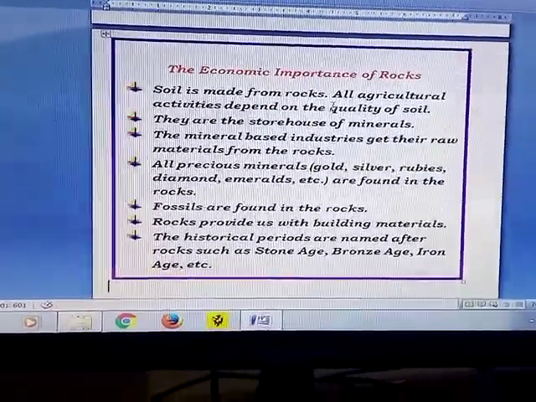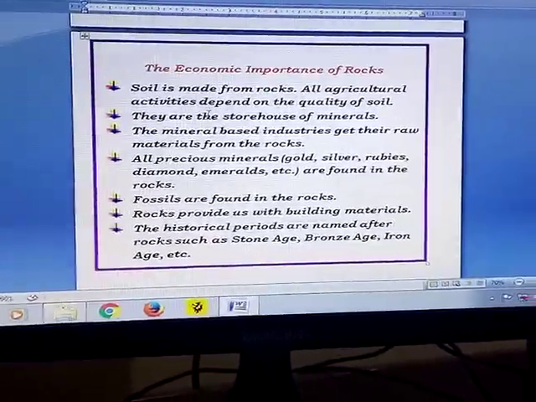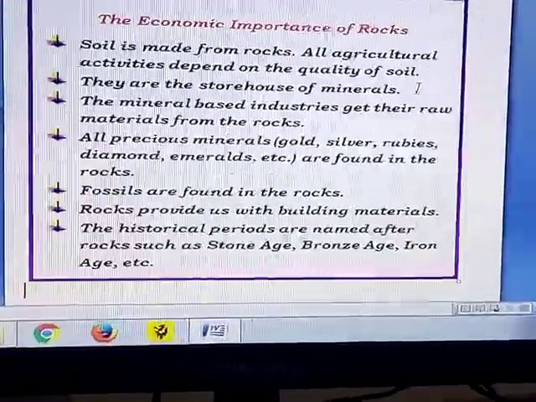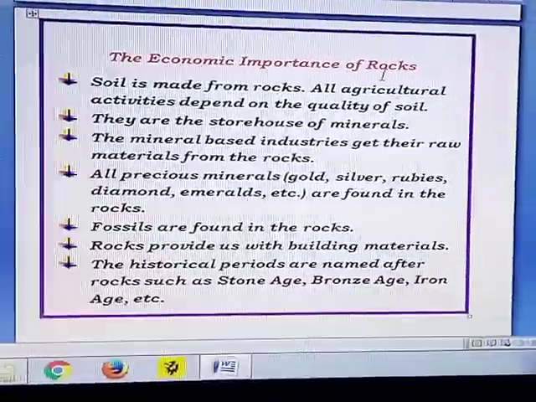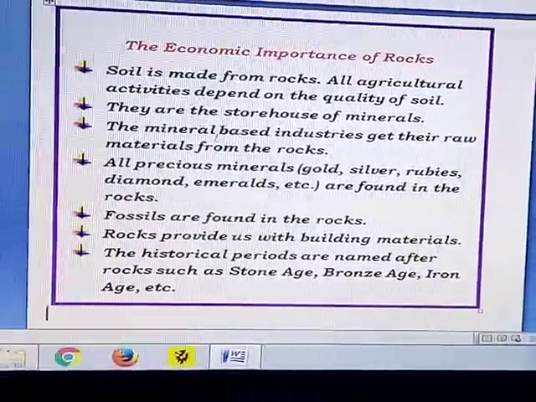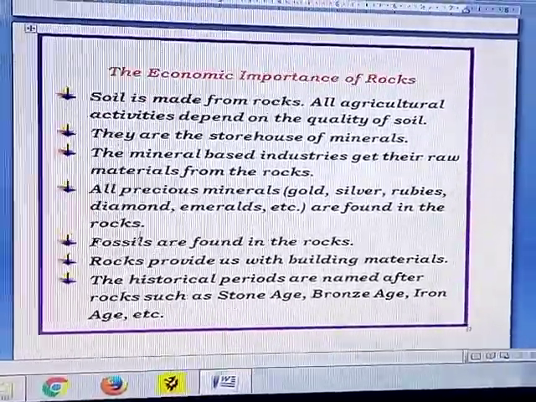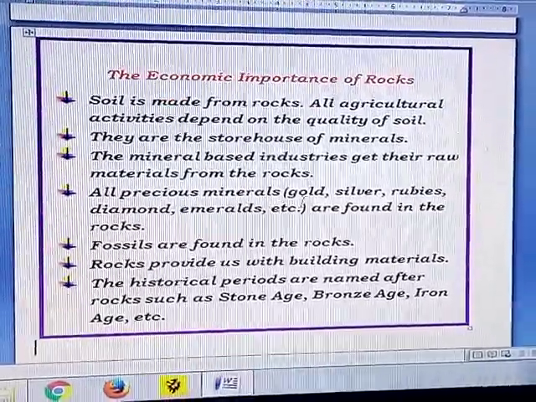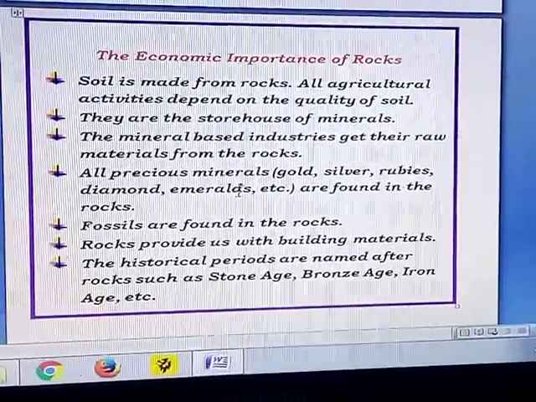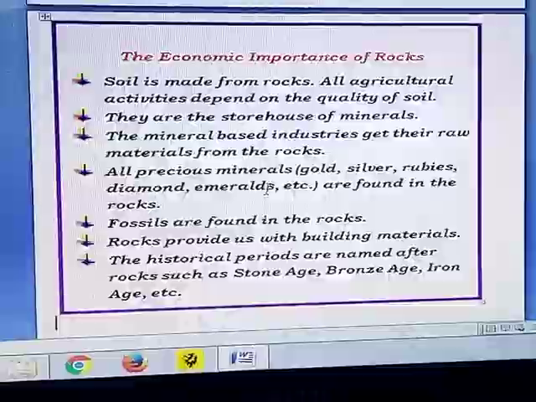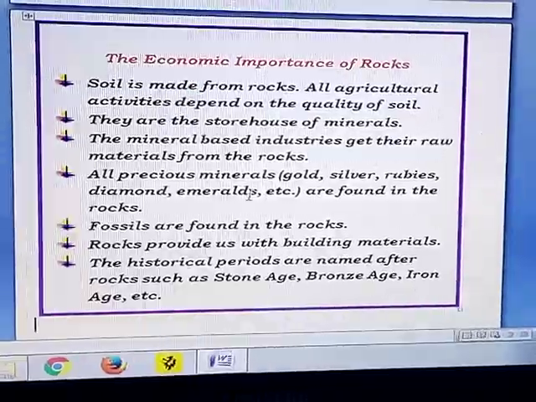Soil is made from rocks. After the weathering of rocks the soil is made, and all agricultural activities depend on the quality of soil. Rocks are the storehouse of minerals. All minerals are found in the rocks. The mineral based industries get their raw materials from the rocks. All precious minerals like gold, silver, rubies, diamond, emeralds, etc., are found in the rocks. Fossils are also found in the rocks. We get coal, petroleum, and natural gas from the rocks.